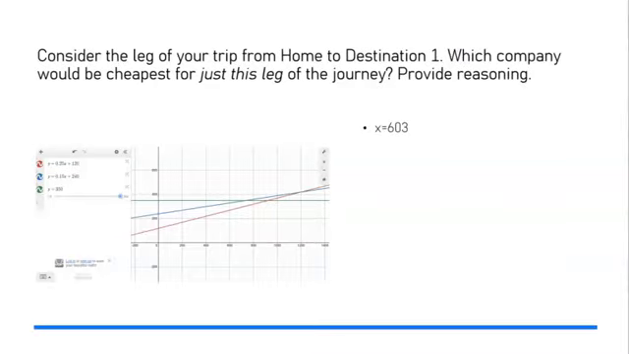Consider the leg of your trip from home to destination 1. Which company would be cheapest for just this leg of the journey? Company A is the cheapest for the 603-kilometer trip because its total cost is lower than Company B and C. Although Company A has a higher cost per kilometer, the distance is not large enough for it to exceed the other companies. And in the graph, you can see that Company A, which is in red, is the lowest at around 603 kilometers.